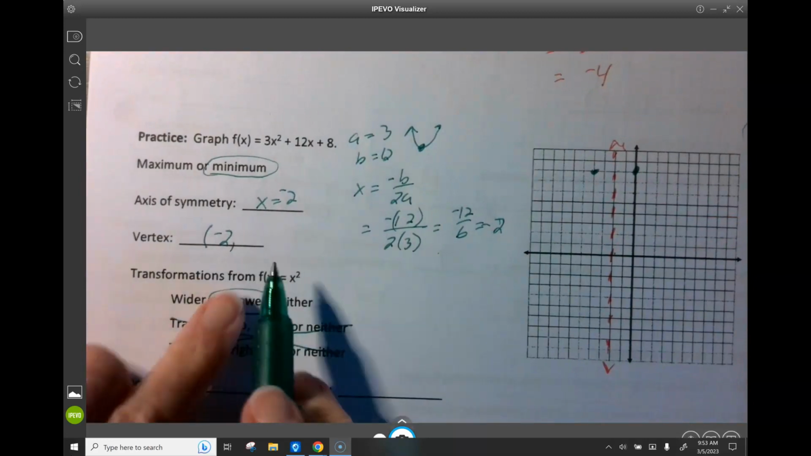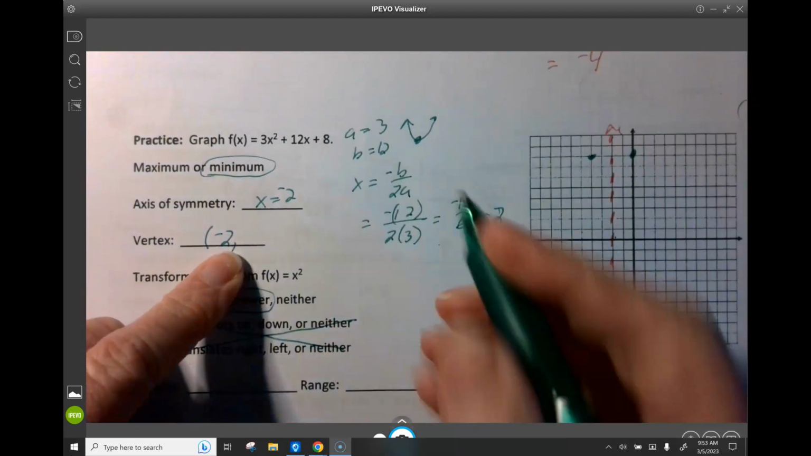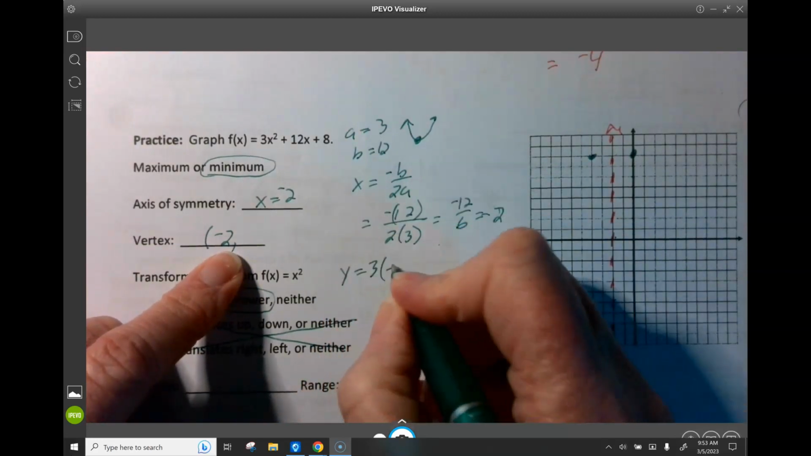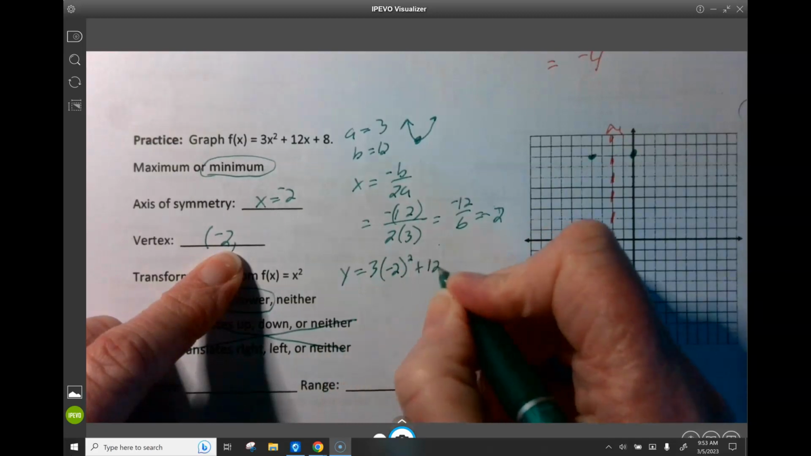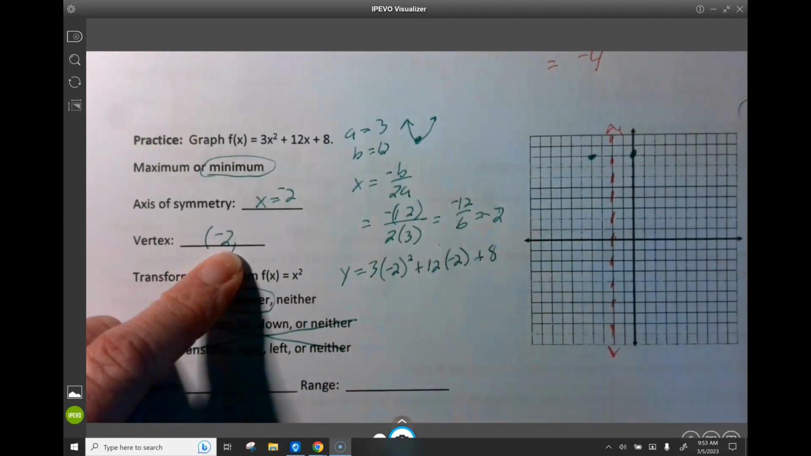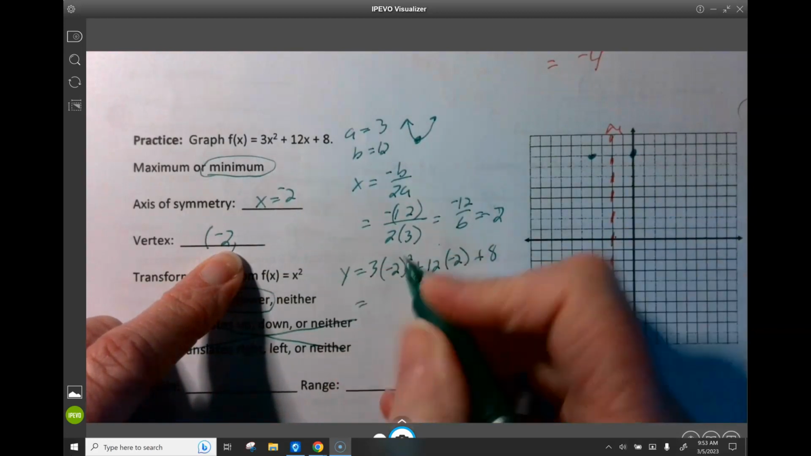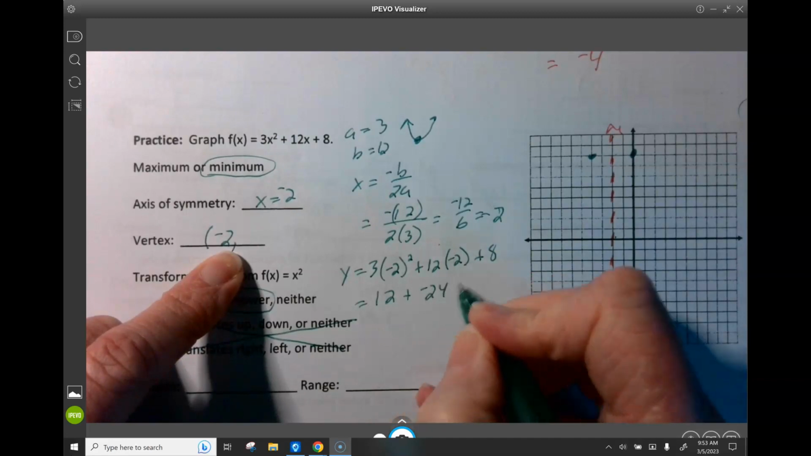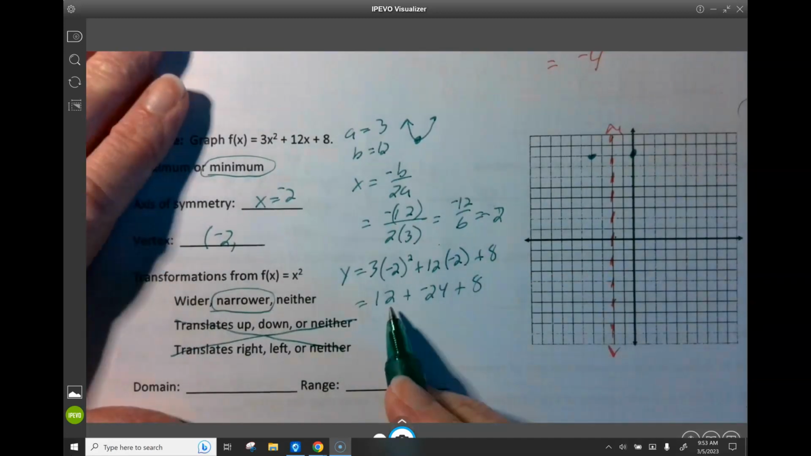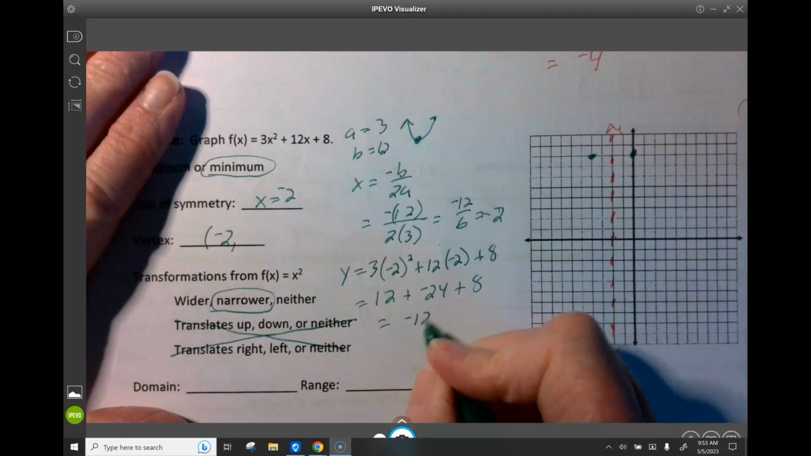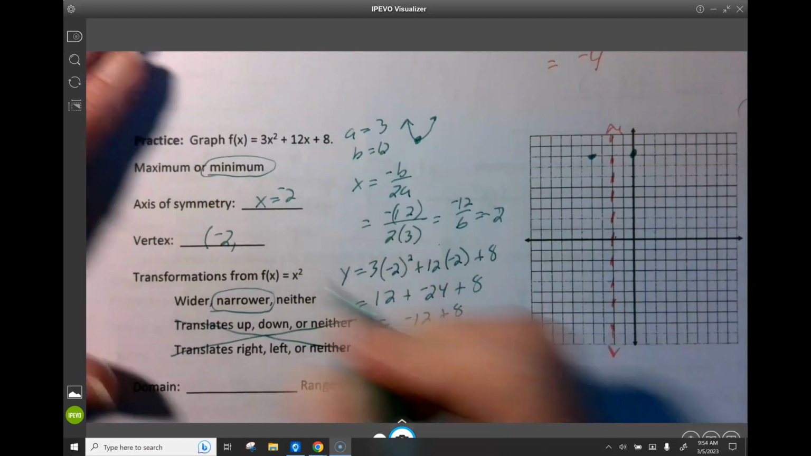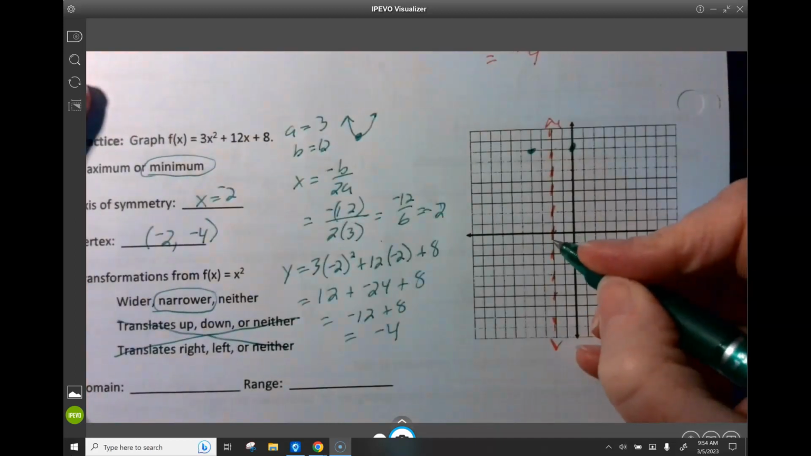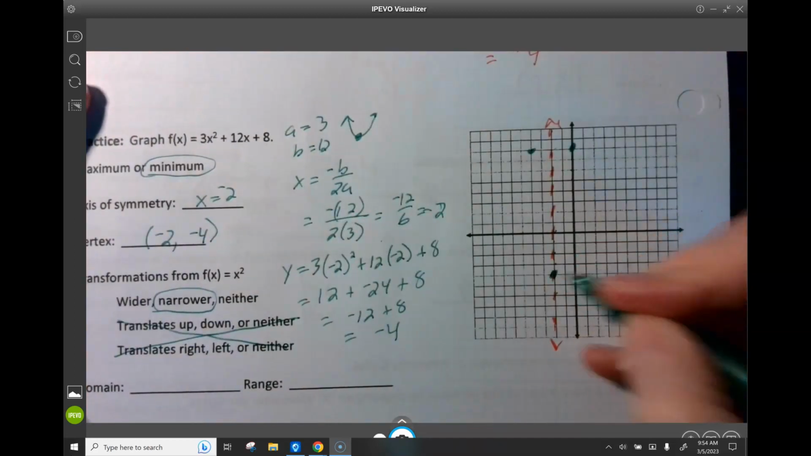Now let's go find the rest of that vertex. We have the x-coordinate, so let's find the y-coordinate. I'm going to plug it in. y is equal to 3 times negative 2 squared plus 12 times negative 2 plus 8. Our vertex is going to be way down here, isn't it? So that's 4 times 3, which is 12, plus negative 24, plus 8. So 12 plus negative 24 is negative 12, plus 8 gives me negative 4. So my point is negative 2, negative 4. There's my vertex.